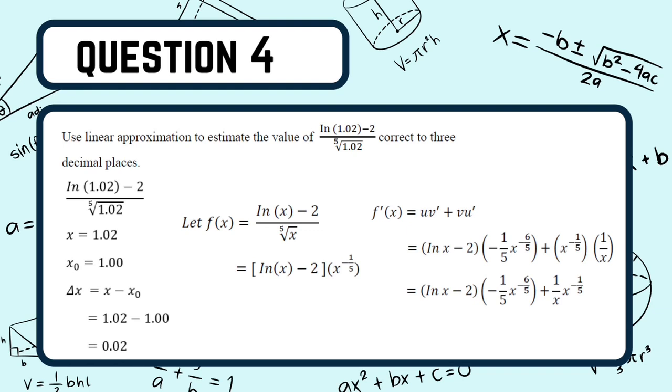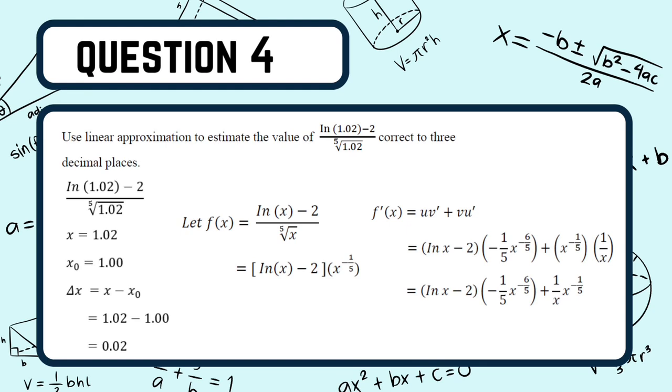We have to use the formula delta x equals x minus x naught, which is 1.02 minus 1.00 equals 0.02. Next step, we have to put the equation in f(x) form, which is: let f(x) equal ln x minus 2 over 5 square root x. In this step, we have to differentiate f(x). In the end, we have ln x minus 2 times 2x exponent negative 1 over 5.